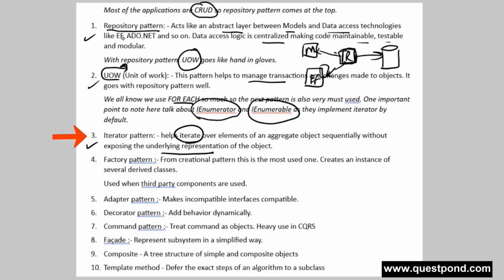So we don't really have to go ahead and write a wrapper class above it, right? So in the interview, if you can just say that you are using IEnumerable and IEnumerator, that itself is the implementation of an iterator pattern.